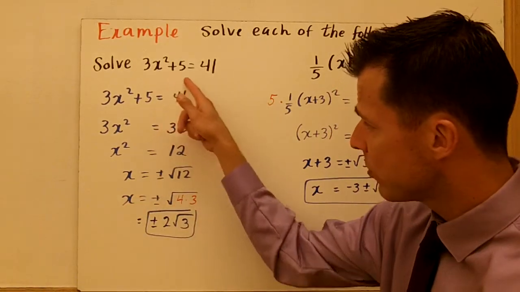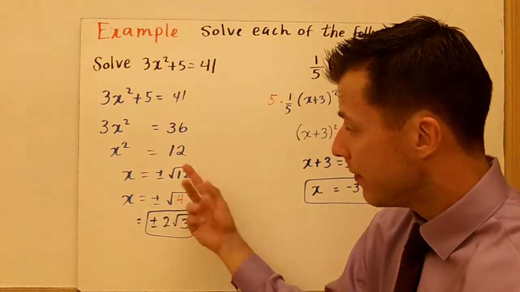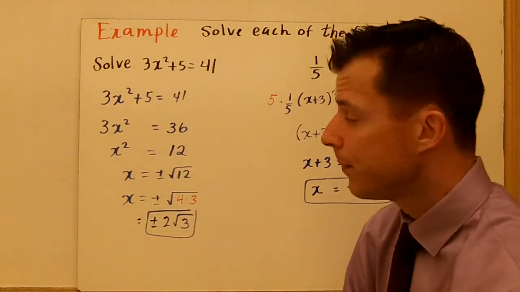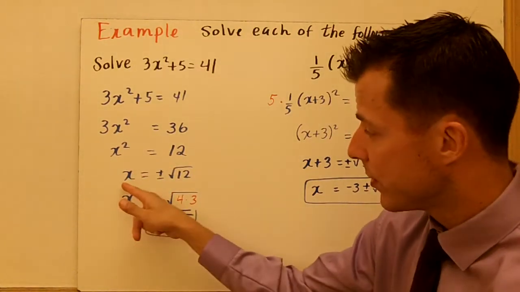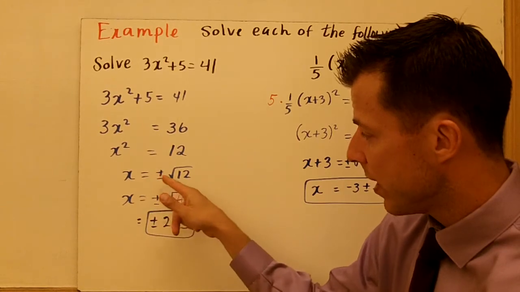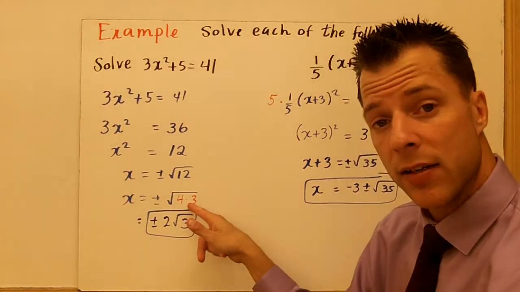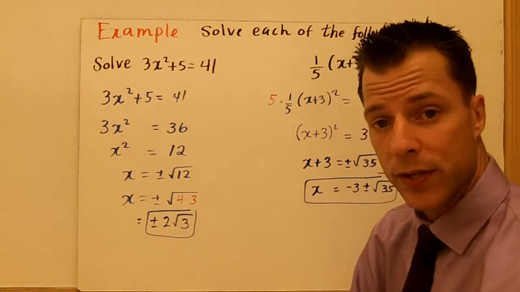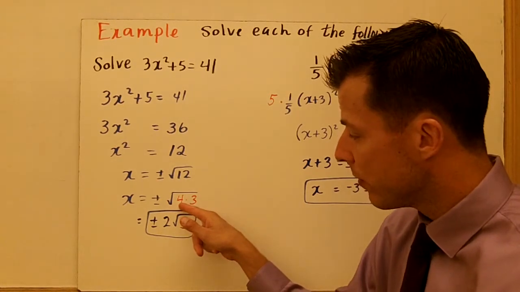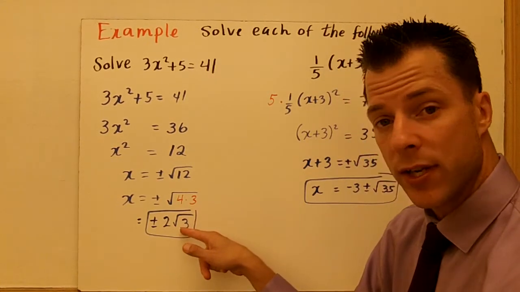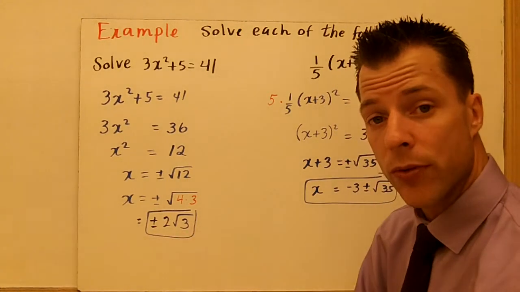So I subtract 5 from both sides, and I'm left with 3x squared equals 36. I divide each side by 3, and I get 12. Now I have x squared by itself equals 12, so I square root both sides, and I get x equals plus or minus root 12. 12 is 4 times 3, and there's that idea of, can I write this number underneath as a perfect square? I can. 4 times 3, 4 is a perfect square. The square root of 4 is 2. Root 3 stays underneath, and it's plus or minus. So x equals plus or minus 2 root 3 in that case.